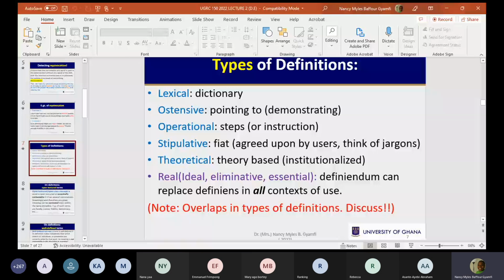Stipulative definition is the fourth type. They are all types, not parts, not aspects. We are dealing with the types of definition. Come on, what guys will say, we are going to charge. When we say we are going to charge, then you go and take your charger. You are lost. You are not on campus.